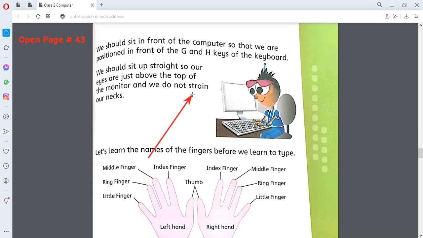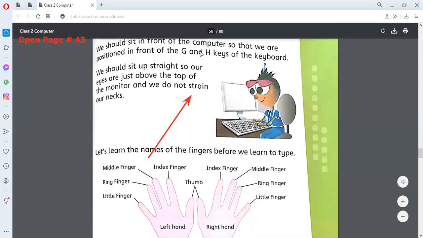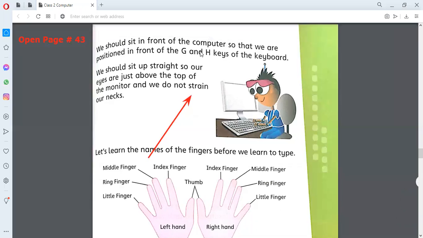It means that we don't have to stretch or move our neck, and we can see things clearly without moving the neck. Because if we look at anything for a longer time by moving our neck, after some time our neck will start paining. That's why they say when you are sitting in front of the monitor, don't strain your neck, so that you can see things clearly without neck pain.